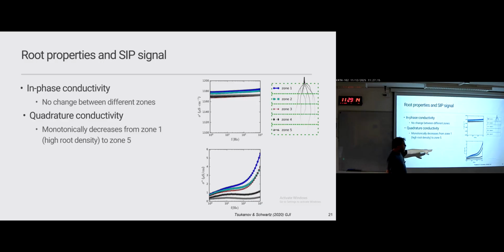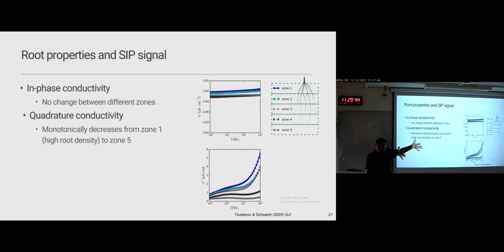But let's take a look at the qualitative conductivity. So this is the qualitative conductivity as a function of frequency at the different zones. And you can immediately see that we have a monotonic decrease in polarization from zone 1, where we have most of the root, to zone 5, where we almost have no root at all. So, a monotonic decrease in polarization as a function of the amount of root that we have.